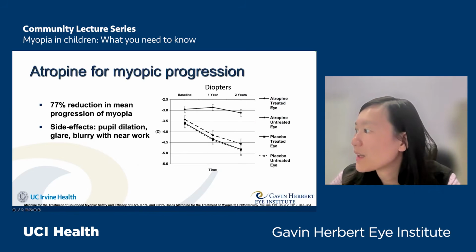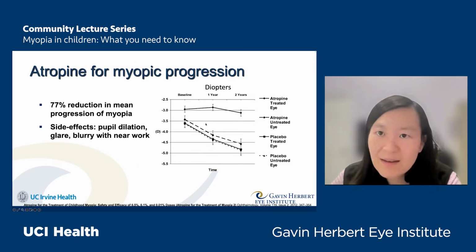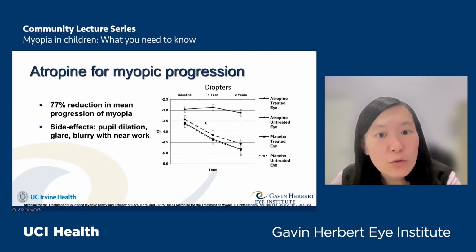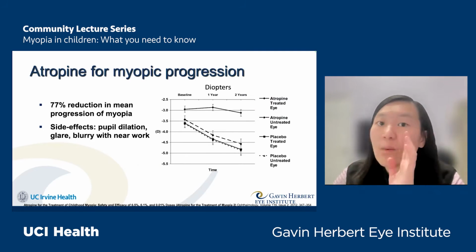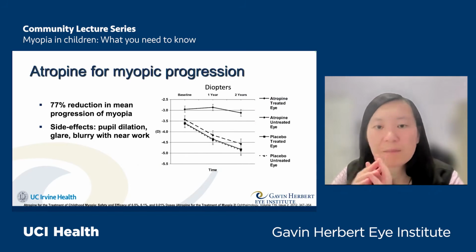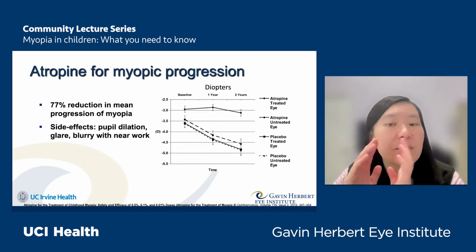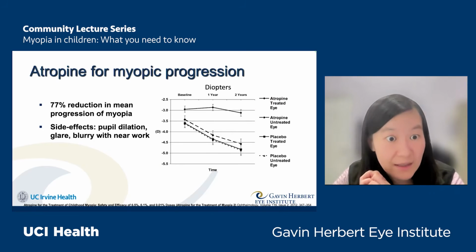So this is the top graph, the treated eye. What happened in this study is there were two groups of kids. One is placebo, which means the kid had one eye that's untreated and the other eye received a placebo eye drop. Now that's one group. The other group was kids who had one eye untreated, so they didn't get any drops, but the other eye did get drops, and it got the low-dose atropine.